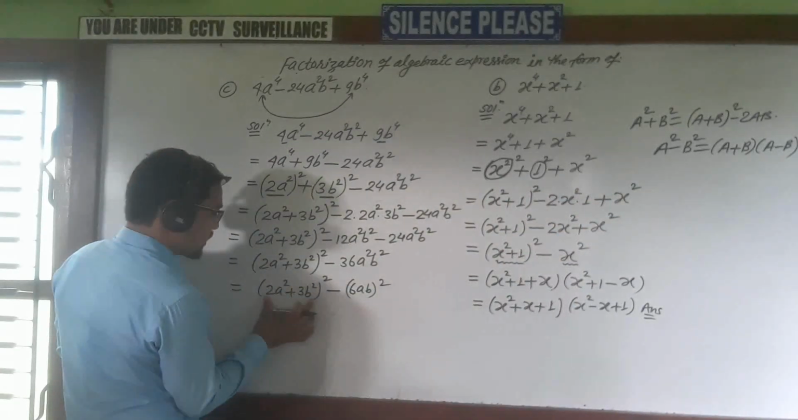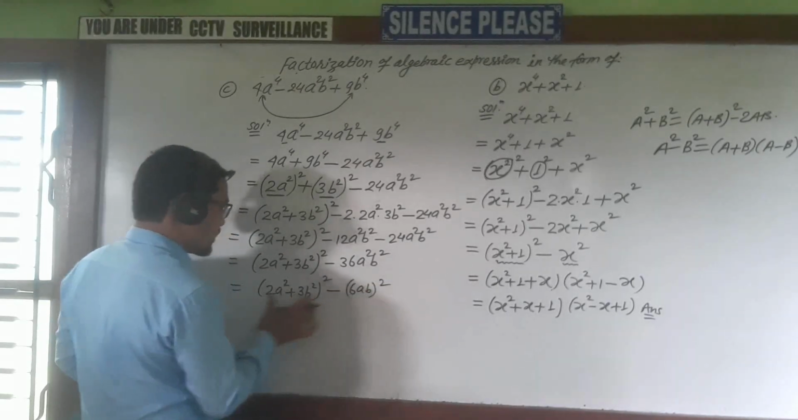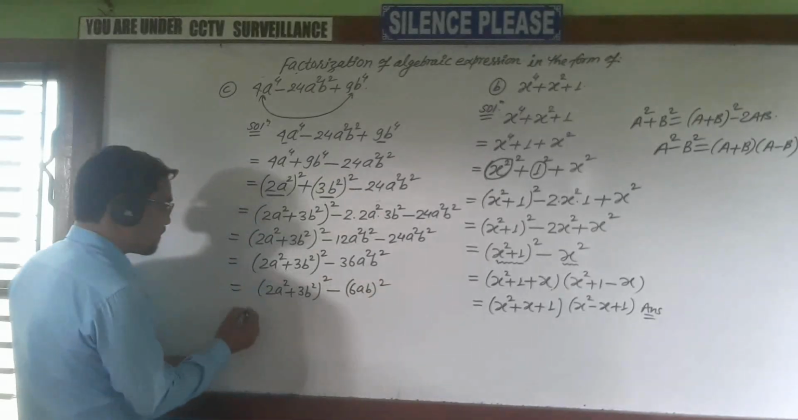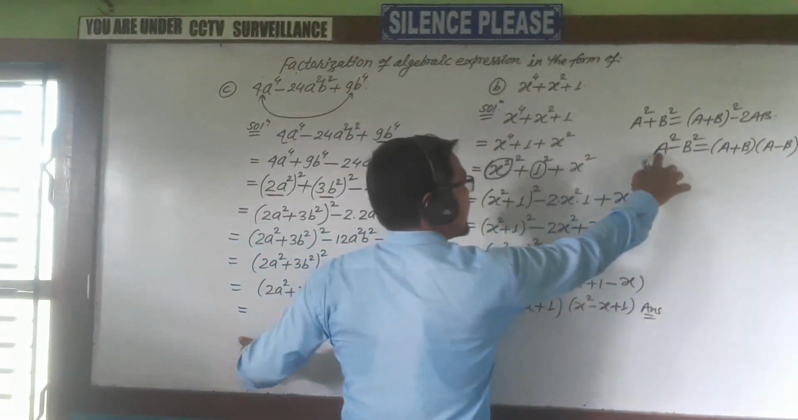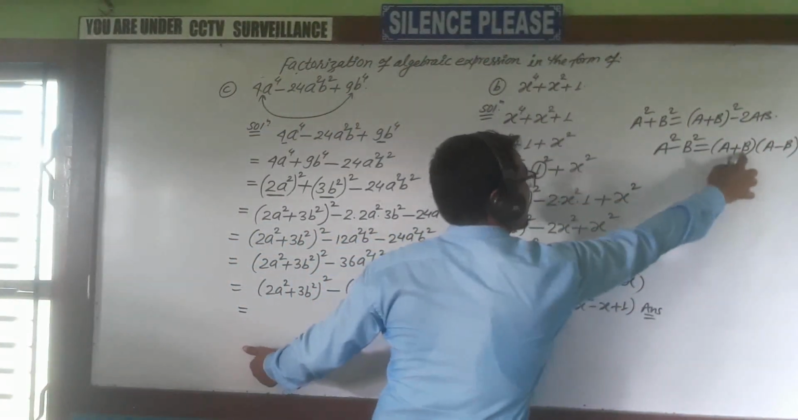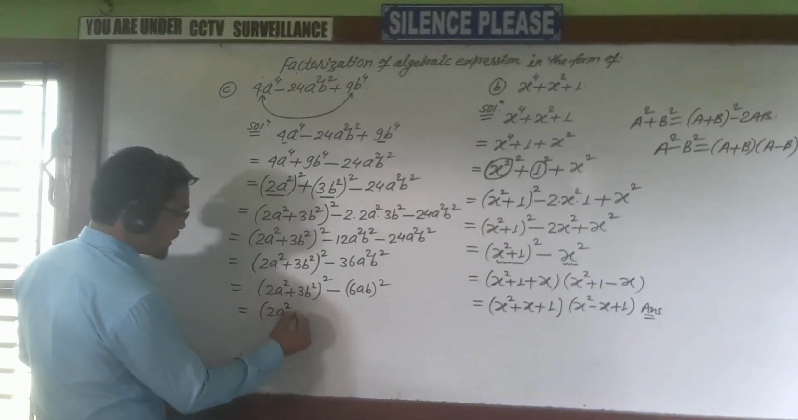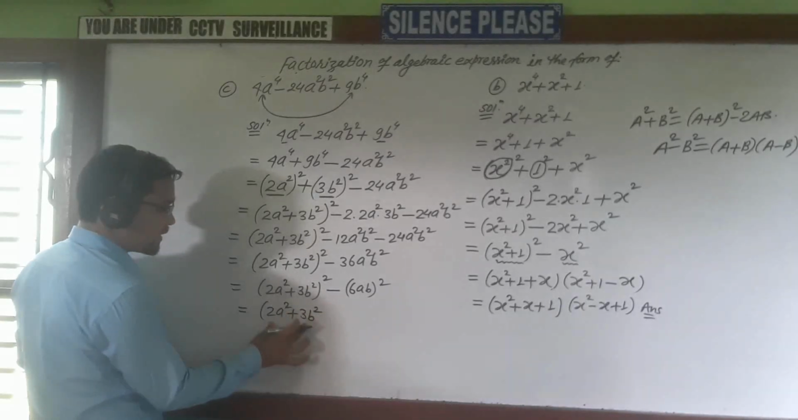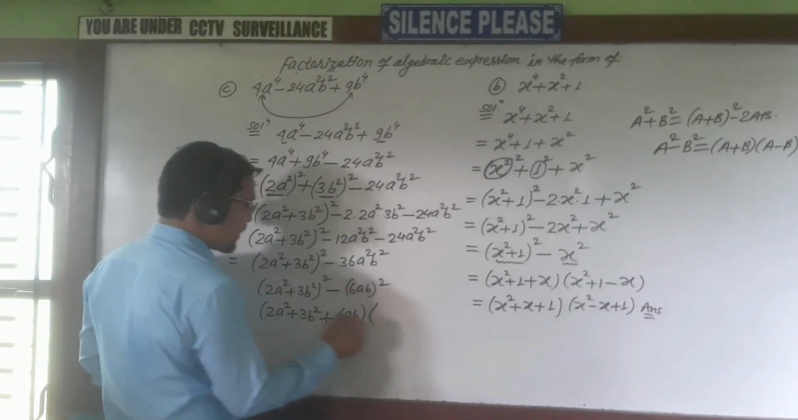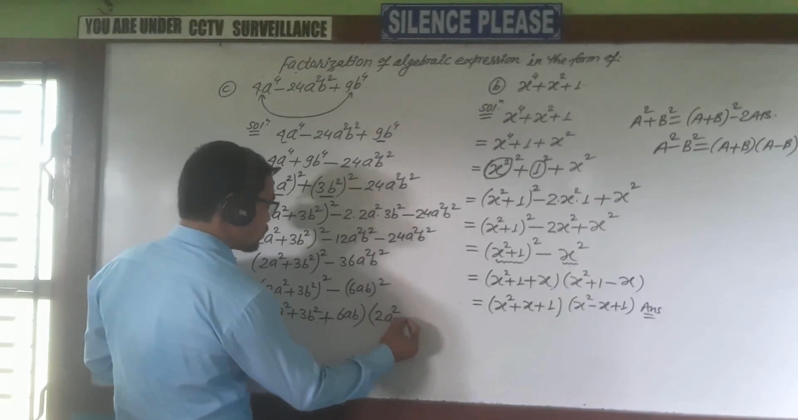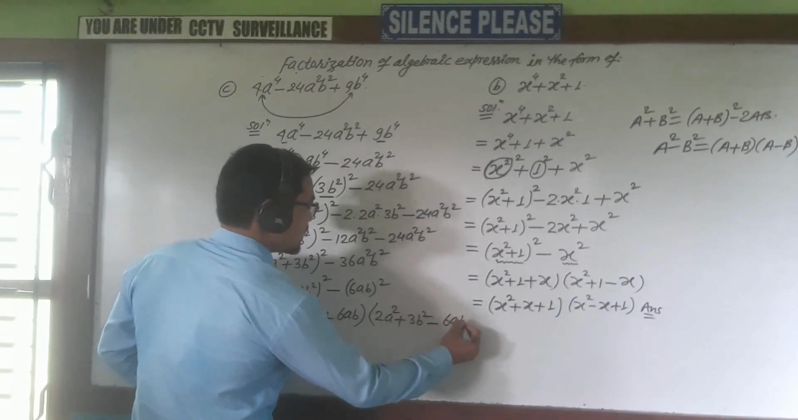You know, this is considered a, this is considered b, that is a square minus b square. The a square minus b square formula we have to apply here, that is a plus b multiplied by a minus b. So let's write a plus b right here: 2a square plus 3b square is a, plus b is equal to 6ab. A plus b written. Again similarly a minus b, that is 2a square plus 3b square minus 6ab. This you have to write.